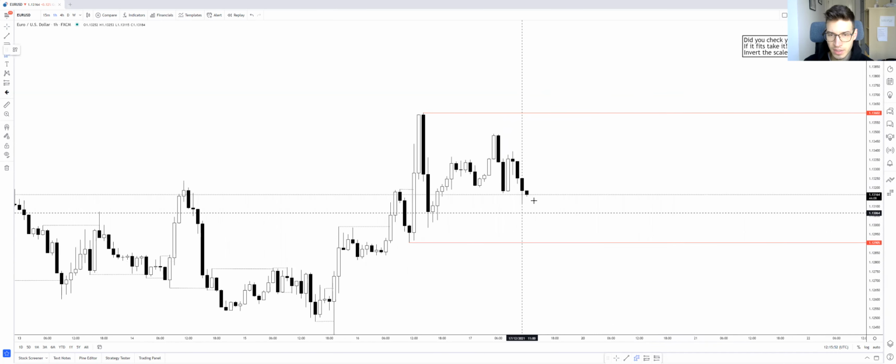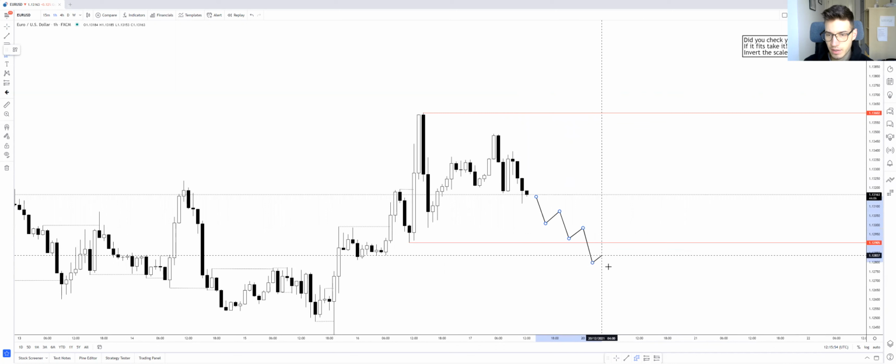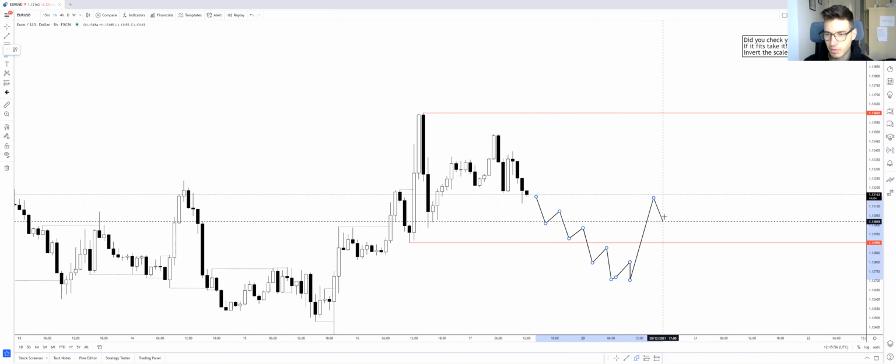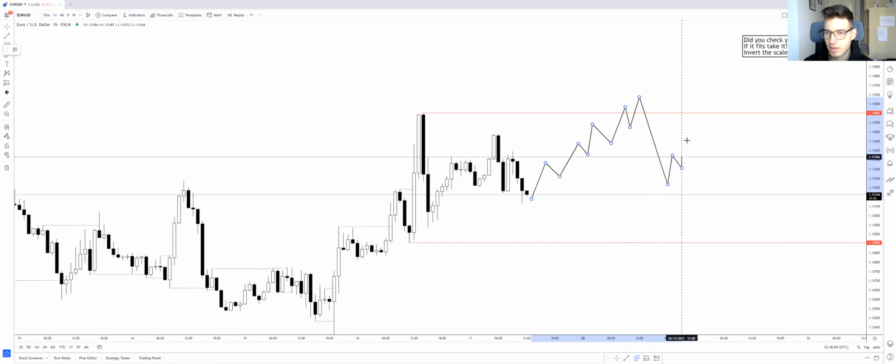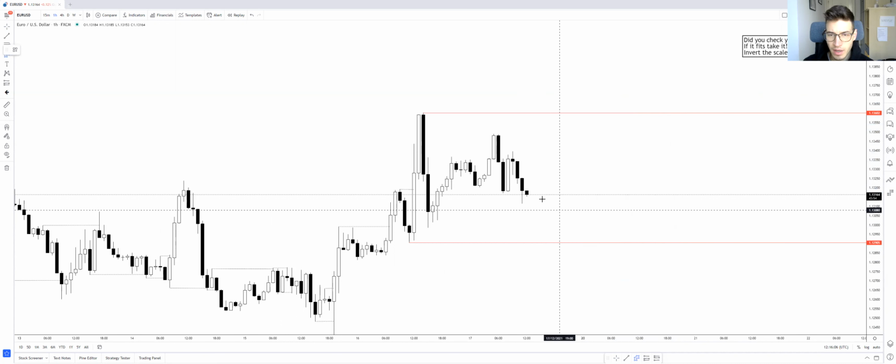And what I would like to see is a clean descending, impulse to the upside, look for a trade, or a nice ascending, impulse to the downside, also look for a trade. Maybe an impulse to the downside, look for a bump, impulse to the upside, look for a bump.